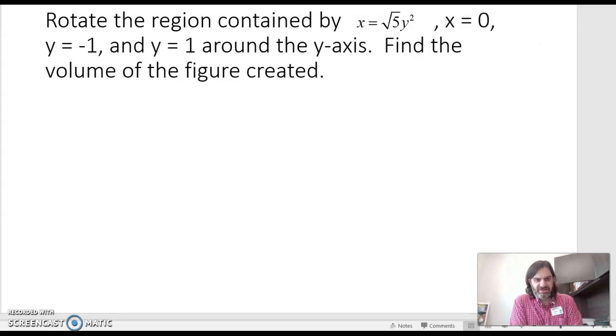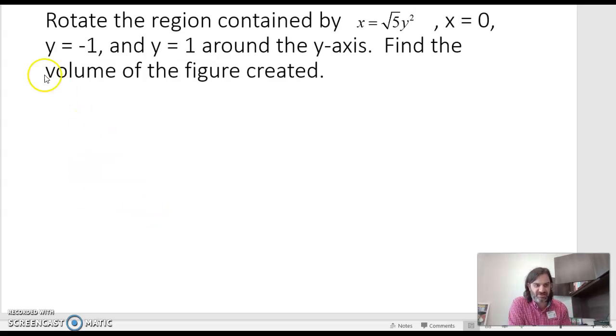Okay, we are still doing the disk method for volume by rotations. And here we've got a description. We don't have a graph. So it says rotate the region contained by x equals the square root of 5, and then x, y squared. Then the other line, x equals 0, and between y equals -1 and y equals 1. And we're going to do that around the y-axis.